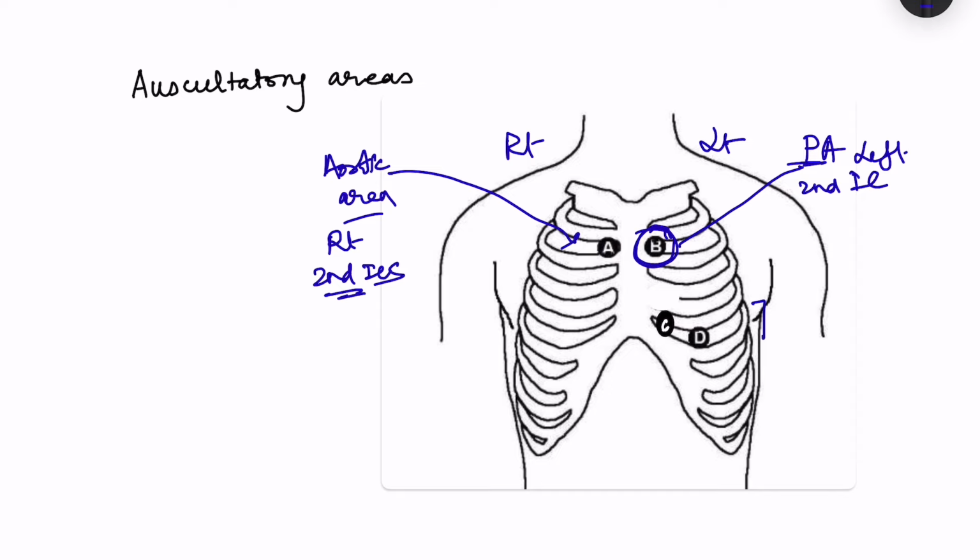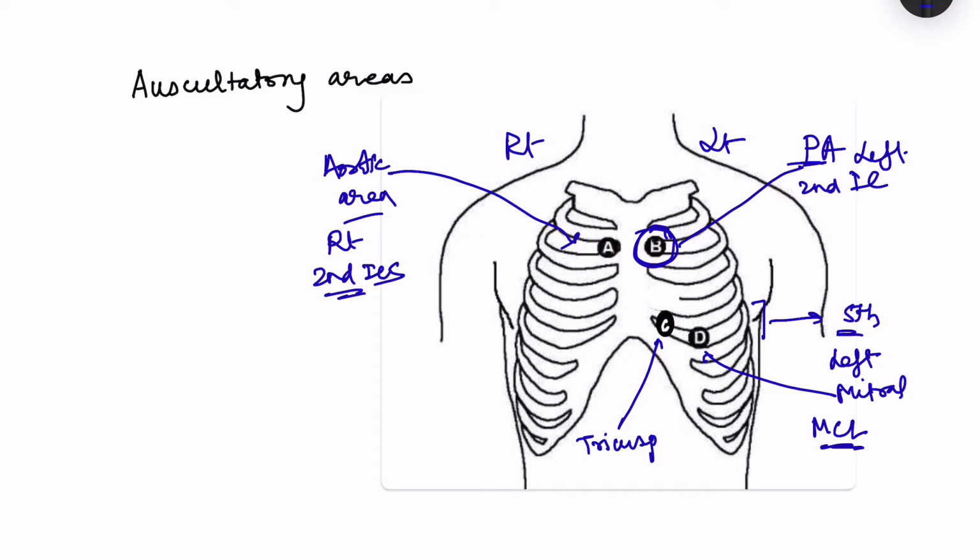Then in the fifth intercostal space, we have the mitral and tricuspid areas. So this D is the mitral area, that is fifth intercostal space, left side, mid-clavicular line. So we are auscultating for mitral valve closure at the apex of the heart. Okay, and here C is the tricuspid area. Tricuspid area is again left side fifth intercostal space, just next to the sternum, parasternal. So these sounds which we are seeing, S1, S2, are best heard in these areas.